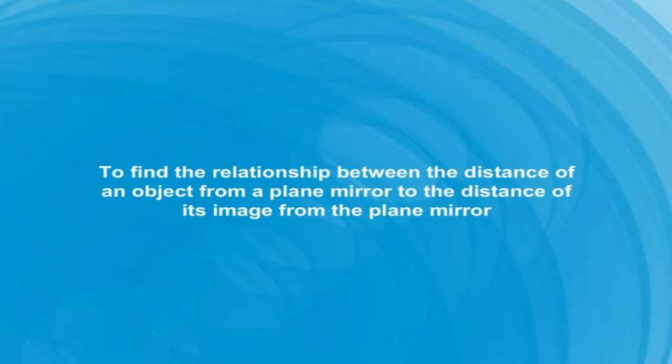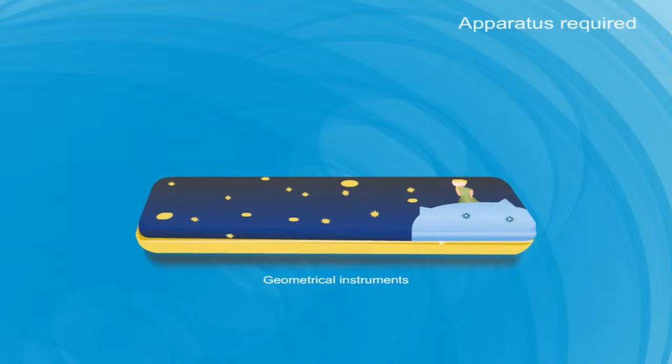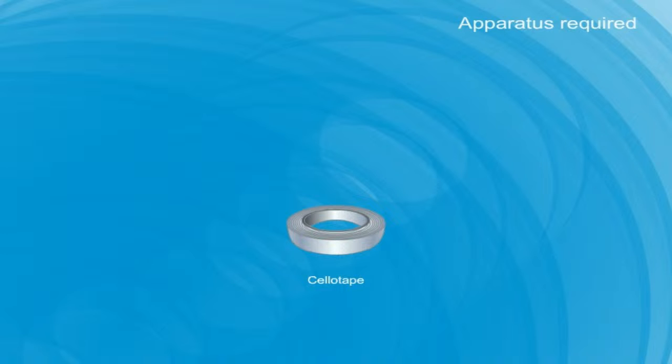To find the relationship between the distance of an object from a plane mirror to the distance of its image from the plane mirror. Apparatus required: wooden drawing board, white sheet of paper, common pins, plane mirror with stand, geometrical instruments, and a sellotape.